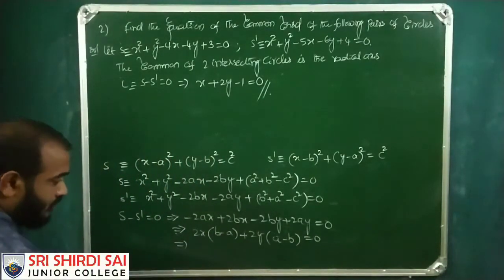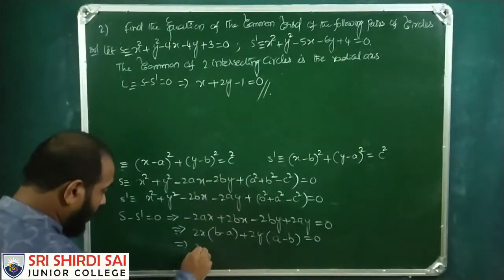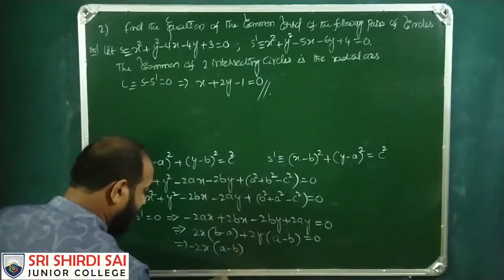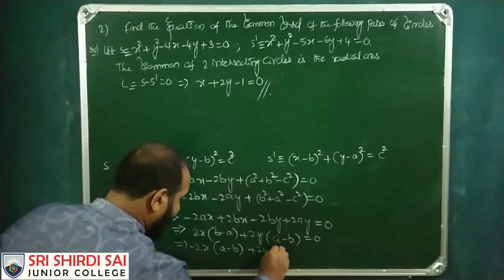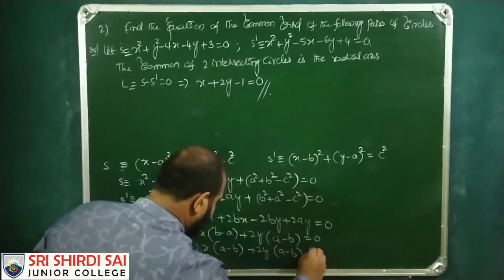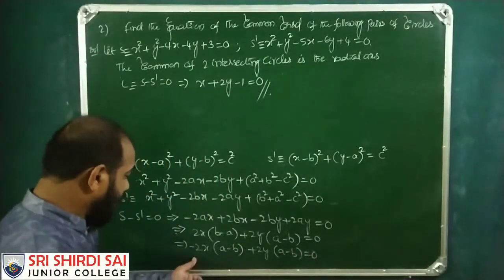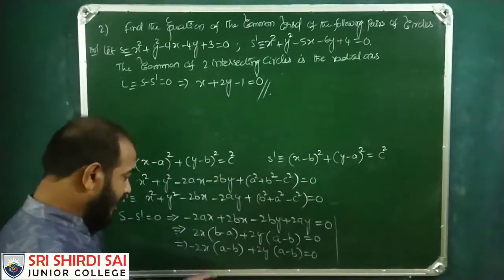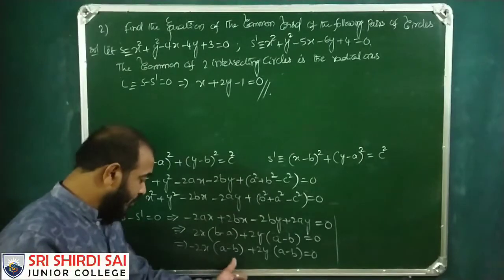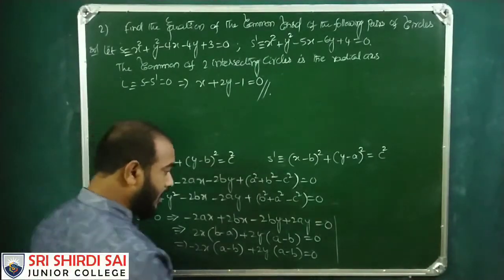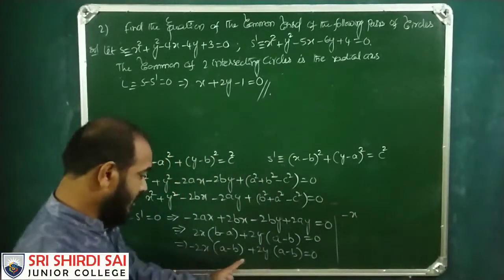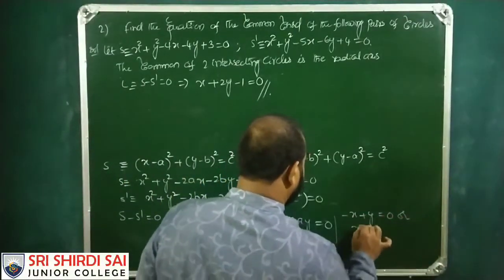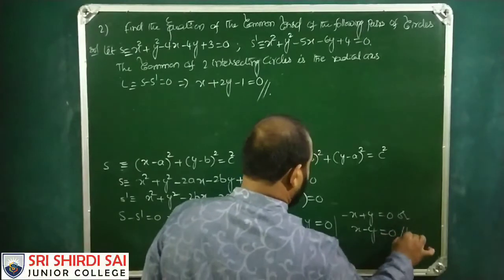This is equals to 2x into minus of a minus b, we can write. 2y into a minus b equals to 0, we can write. So in both of them 2 can be taken common. Then if you take 2 into a minus b common, we are left with minus x plus y equals to 0, or x minus y equals to 0.